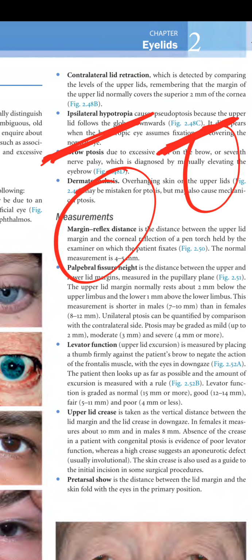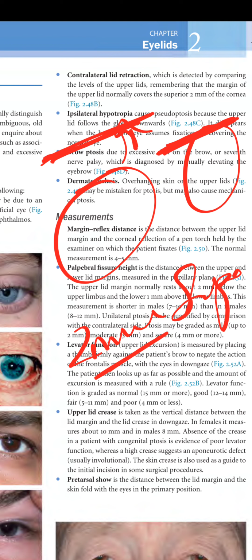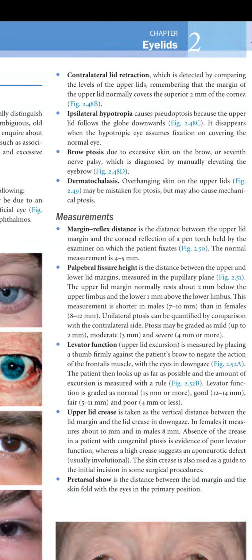So to differentiate, basically the upper lid margin normally covers the 2 mm of the superior part of the cornea. So if the lid is retracted, you will know because sclera will be shown, and you can identify that it is a contralateral lid retraction which is causing the impression of ptosis.